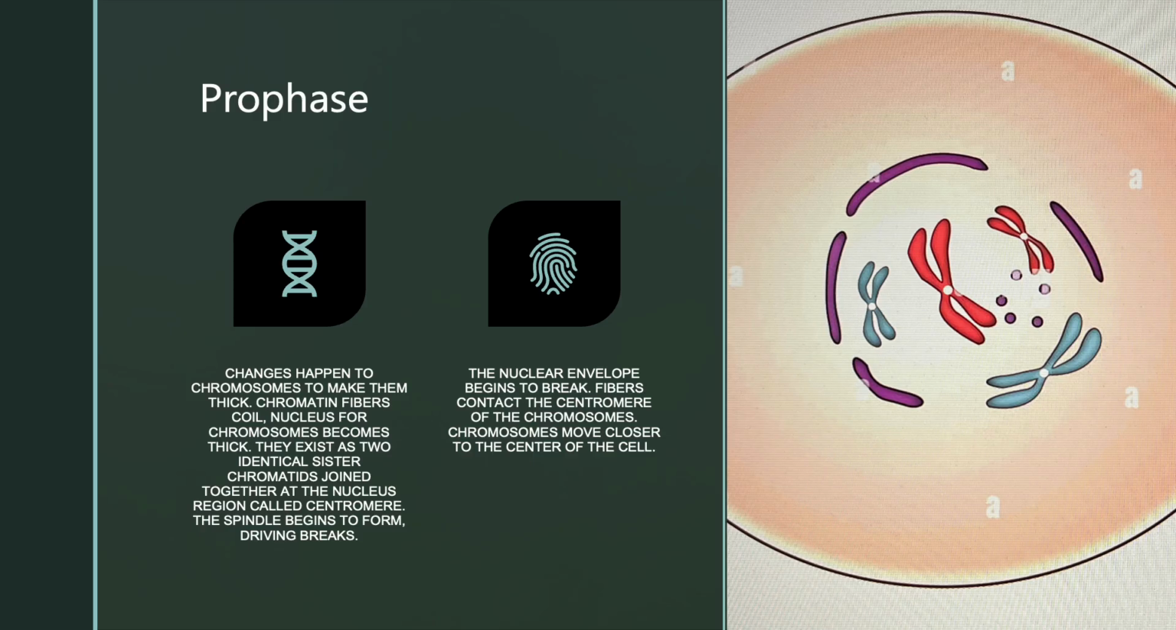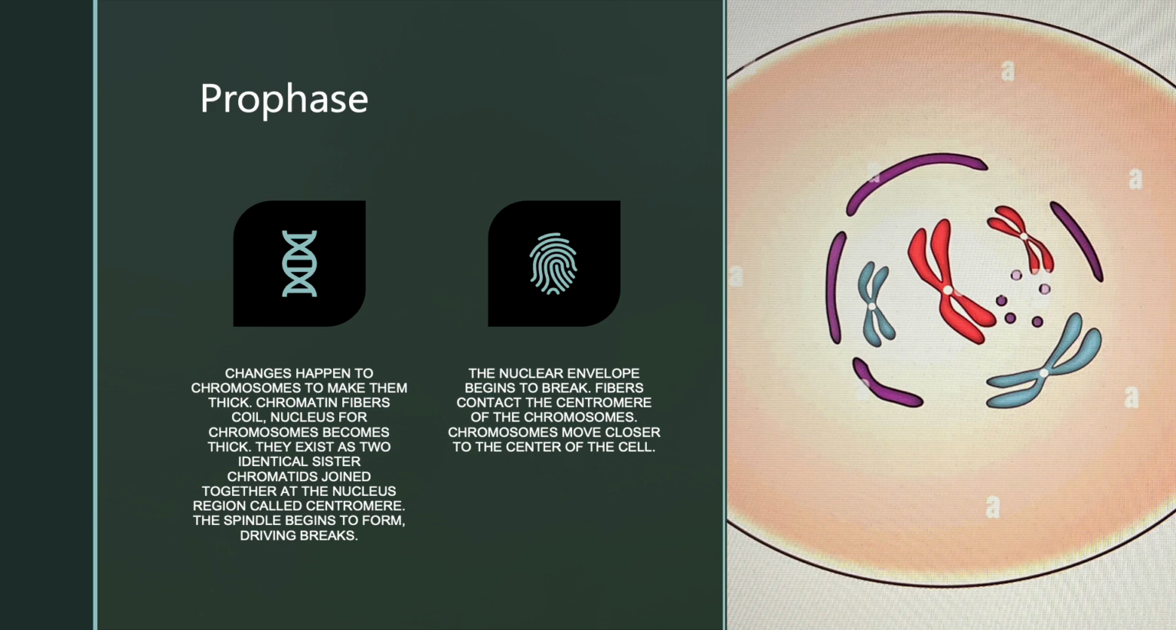In prophase, changes happen to chromosomes. The chromatin fibers coil, and the chromosomes become thick. They exist as two identical sister chromatids joined together at a region called the centromere.